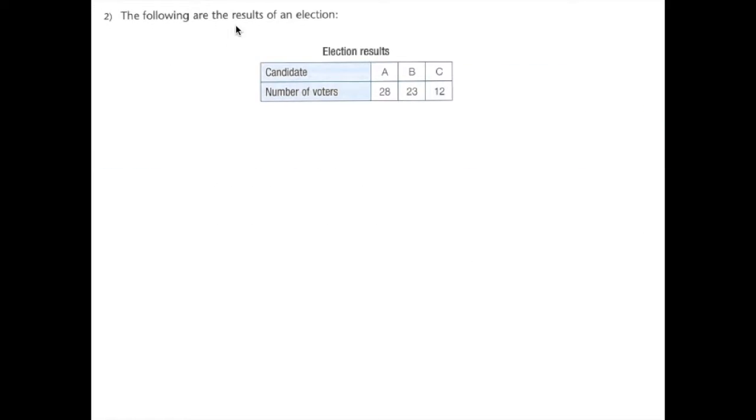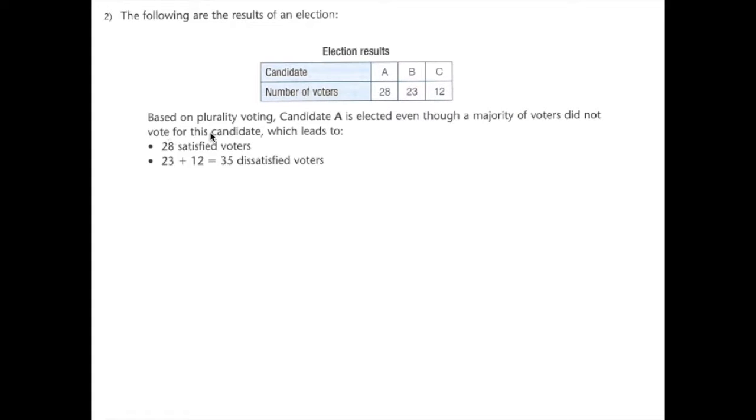Here's another example. The following are the results of an election. Candidate A has 28 votes, candidate B has 23, and candidate C has 12. Based on plurality voting, candidate A is elected, even though a majority of voters did not vote for this candidate. 28 votes versus the majority: B plus C together is 35 votes. We have 28 satisfied voters and 35 dissatisfied voters.